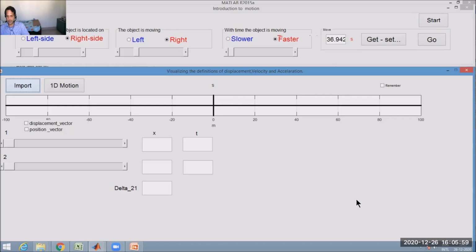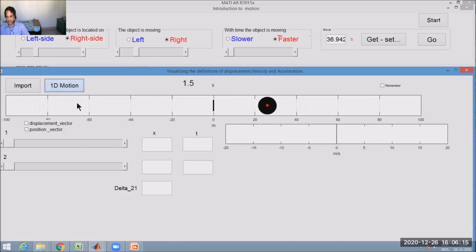Let's visualize the displacement vector in this graphical window. So we have this one-dimensional axis system, and let us place the object at about 20 plus meters on the right side of the axis system. And let us visualize the motion first. So this is how the object would move as a function of time. The time can take values from 0 to 37.5 seconds, and the object would move from somewhere here all the way to the right and out of the window.